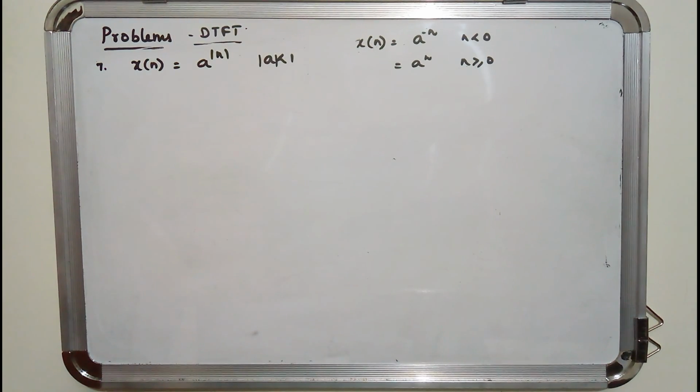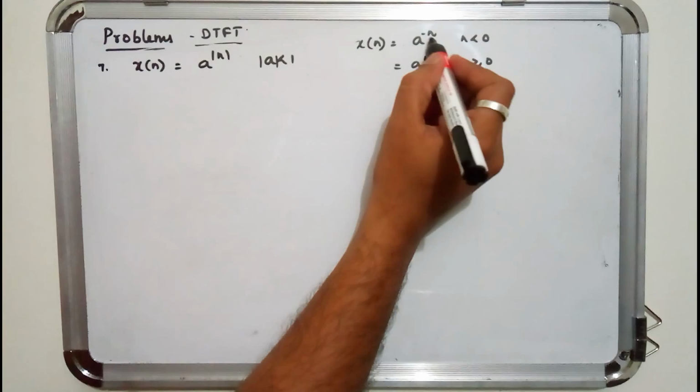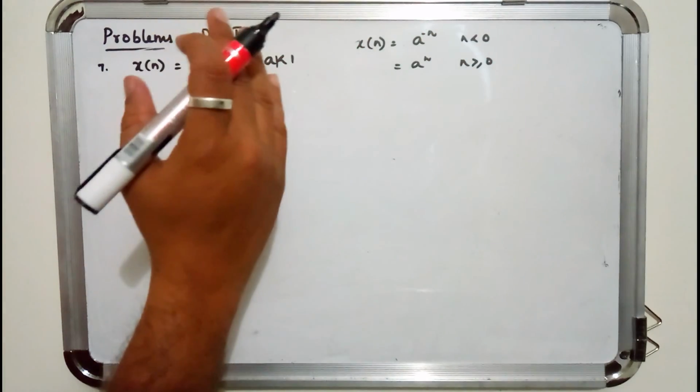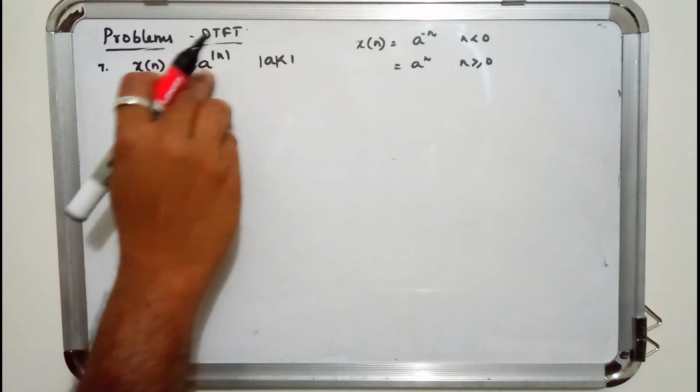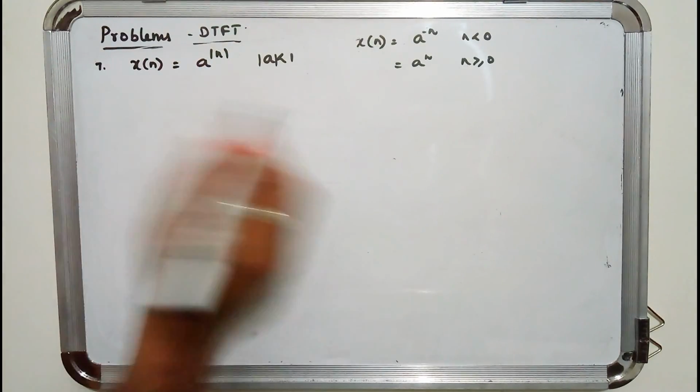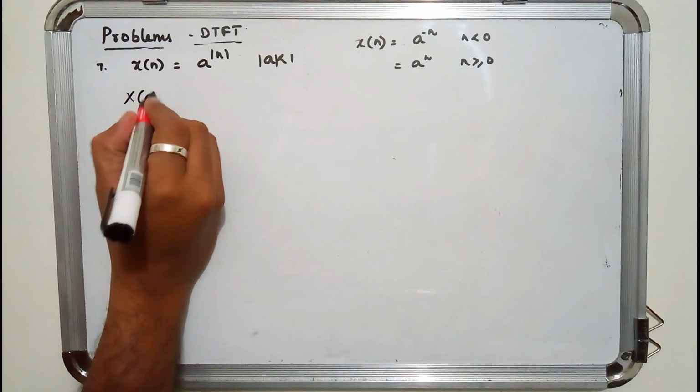For negative values of n, it will be a power minus n. So if you give negative values of n, it will become positive. That means you will get a symmetric curve because you have a modulus sign here, symmetric about the y-axis. Now, how do you find the DTFT of it?